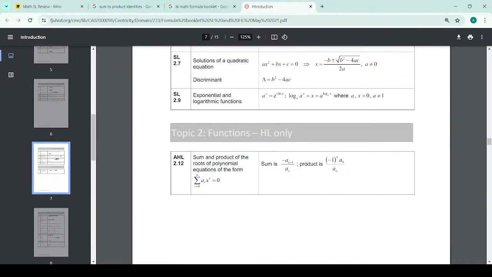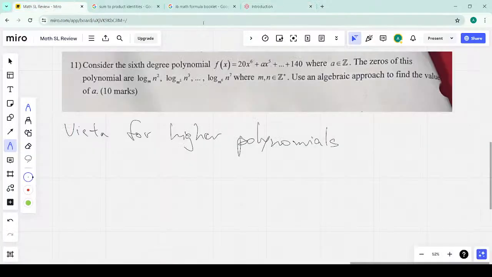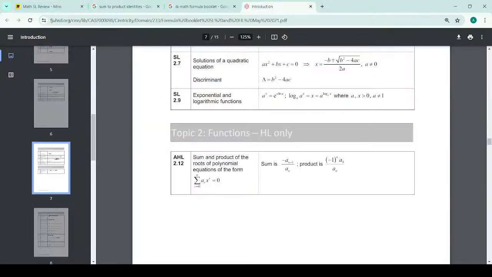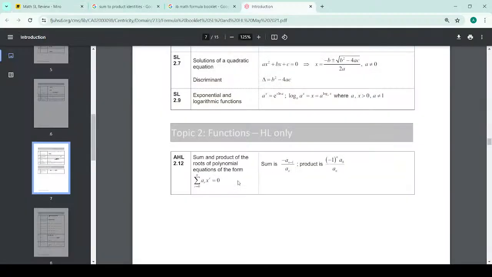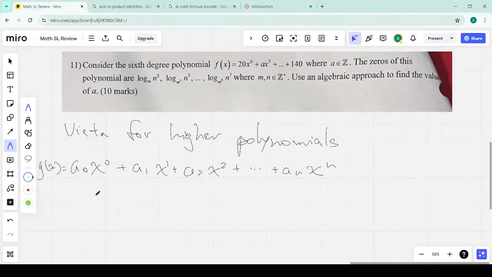Yeah, so right here. When we have a function that looks like a sum over r equals 0, so basically a0 x to the 0 plus a1 x, so let's say not f(x), we'll call it g(x), equals a0 x to the 0 plus a1 x plus a2 x squared all the way to an x to the n. As it told you, the sum of all the roots is negative an minus 1 over an.